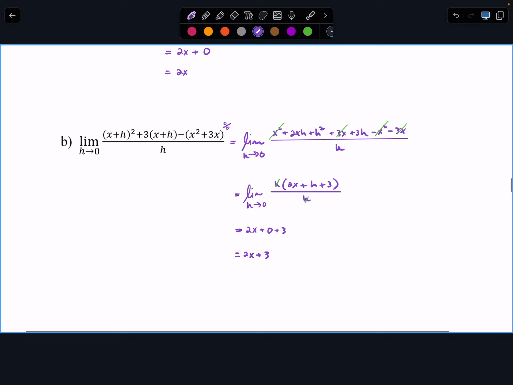Awesome. So, we have gone through some of the different algebraic techniques that we can use to evaluate a limit when we run into that pesky indeterminate form, the 0 over 0. Okay?